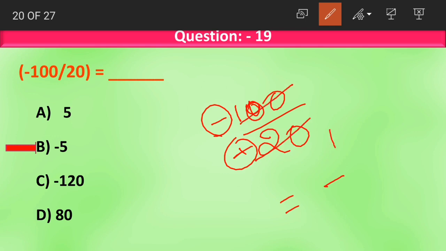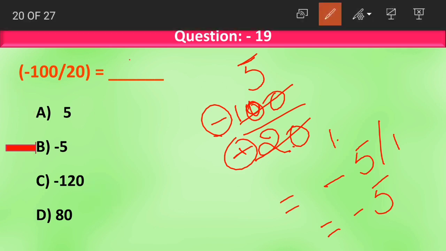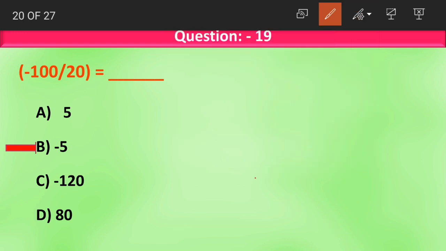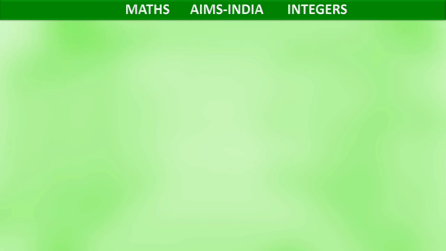Now 2 1s are 2, 2 10s are 20, and 5 20s are 100. Am I right or wrong? Yes, 2 1s are 2, 2 10s are 20, and 5 20s are 100. So what will our final answer be? Minus 5 by 1, or nothing but minus 5. Which is the option here? B. Option B, minus 5. Minus 100 divided by 20 is equal to minus 5. Clear, class? We do the normal division. The only difference here is the signs. As the signs are different for numerator and denominator, the result will have a negative sign.